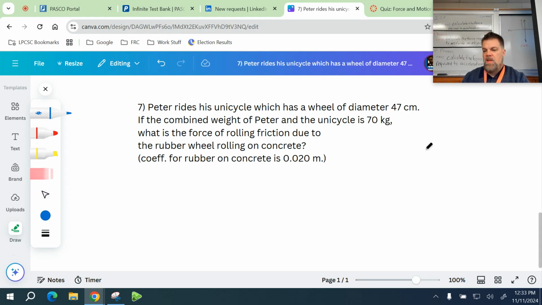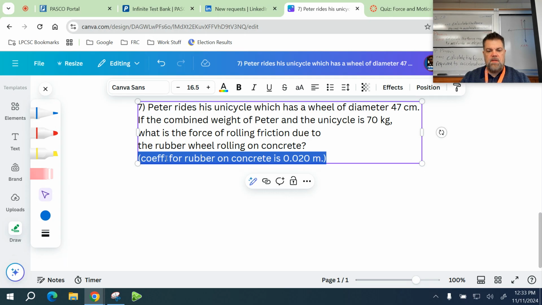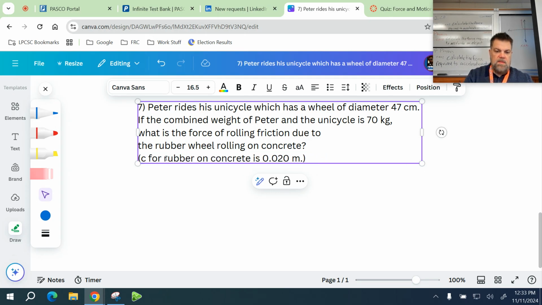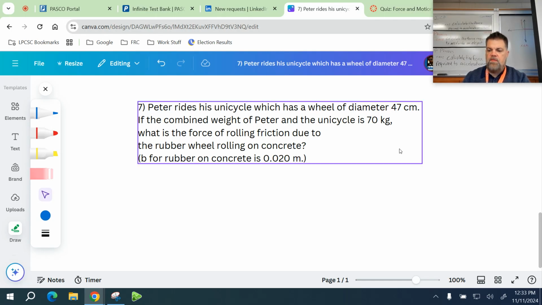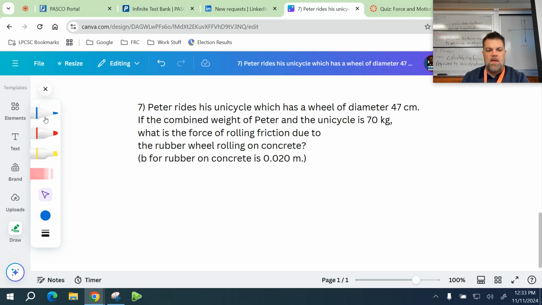So first of all, I think when we go to do this, we need to figure out what the coefficient... and I see that I have a typo here. So let me correct the typo real quick. There we go. So to find the coefficient for rolling friction, I've got to do a little bit of math. And then from there, it should be pretty easy.